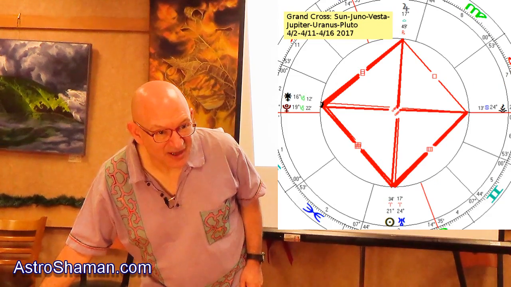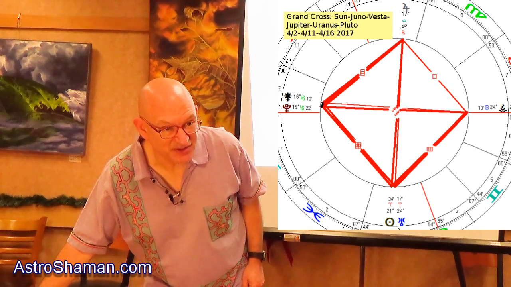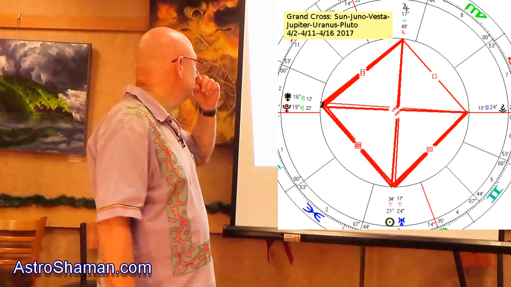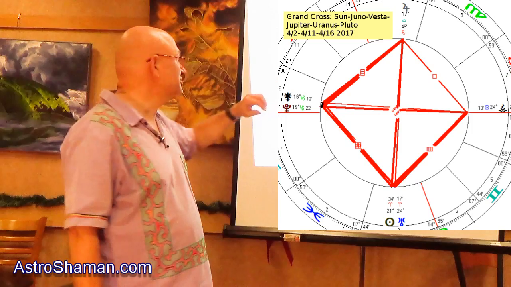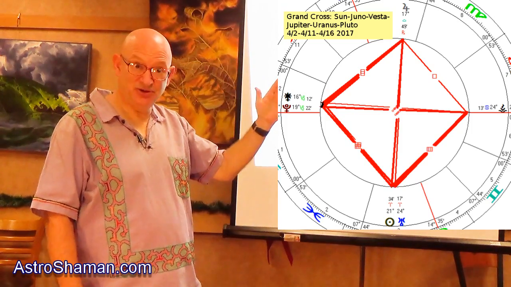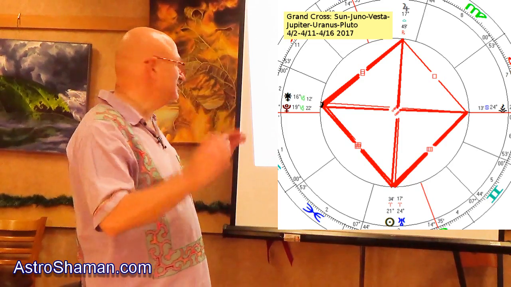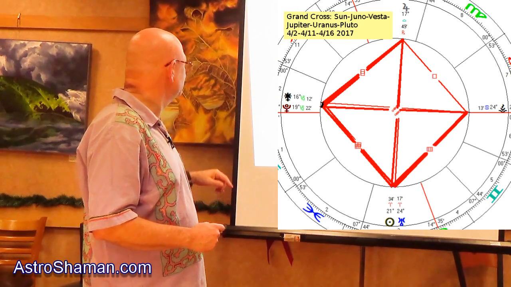Then we have another grand cross. I already told you about the Vesta Jupiter-Uranus-Pluto, but now we have Juno and the Sun added to it. And that's adding a lot of energy to the whole matrix now. That's April 2nd through April 16th, so first half of April. We didn't really catch a break when March was over, did we? A lot of intensity happening here too. So keep working on your revolutionary transformation here.